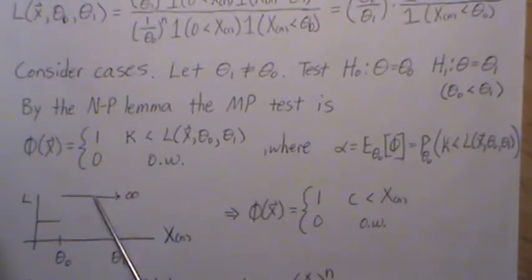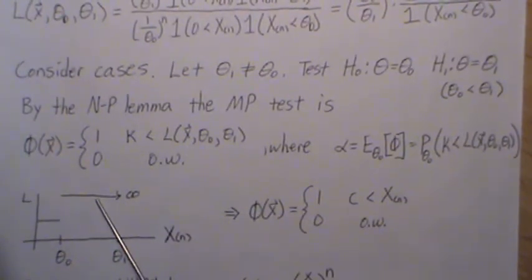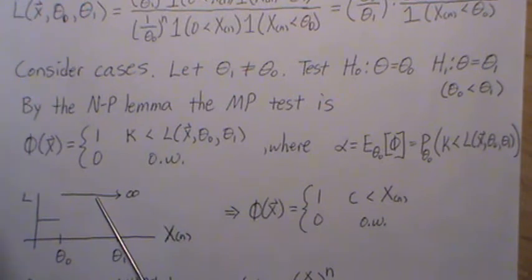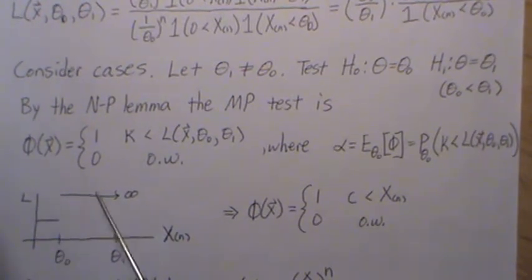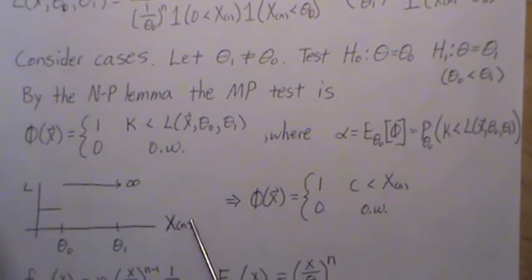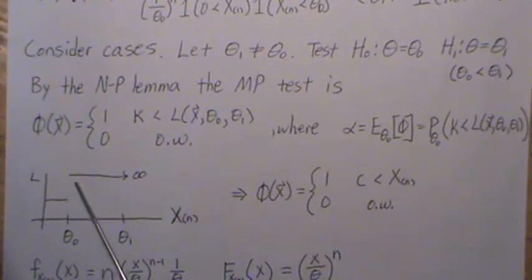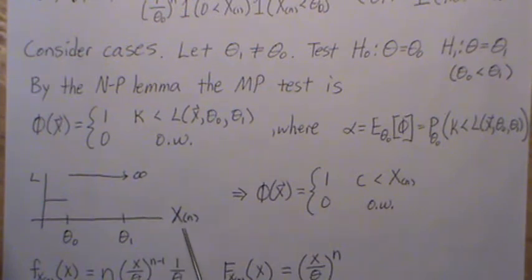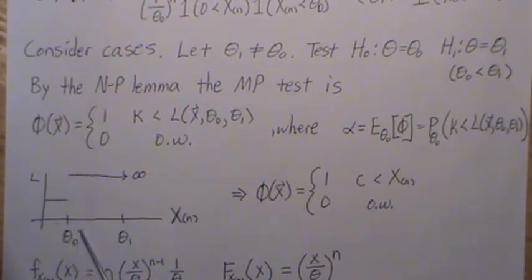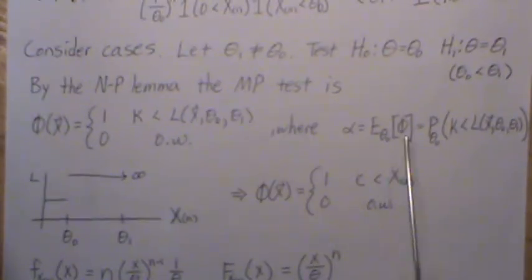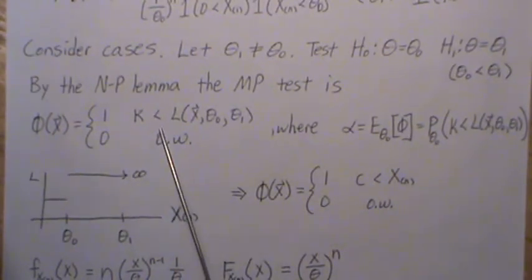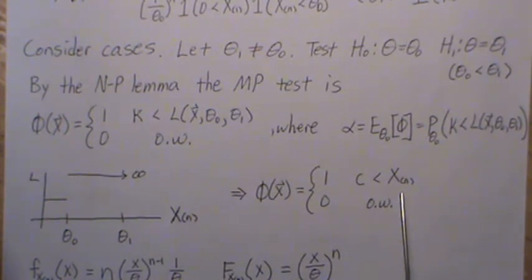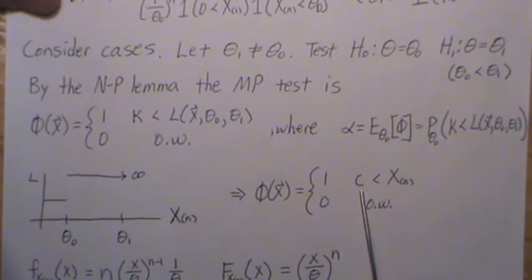So this is an increasing function. Technically, it's a non-decreasing function, but my mind still thinks of it as increasing, which means that for this likelihood to be bigger than some k, that's equivalent to our maximum value being greater than some k. So that means that our test function here is equivalent to this: the maximum value is greater than some constant c.